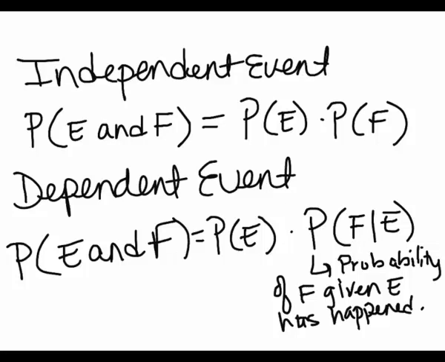Once you've classified the events, then you just implement the formula. If you know the events are independent of each other, and you're looking for the probability of E and F happening, then you just take the probability of E and multiply it by the probability of F. If it's a dependent event, then you take the probability of E and multiply it by the probability of F, given that E has already taken place. Okay, so I'll show you some examples to show you what I mean.